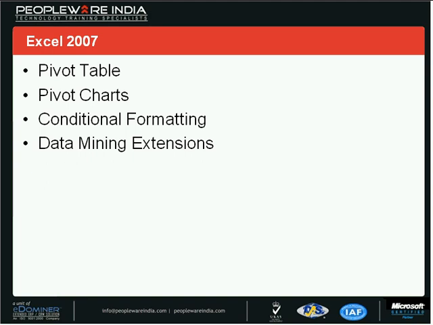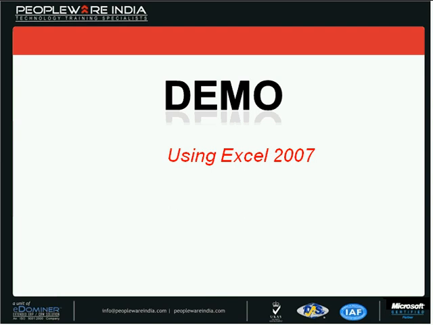There have been a couple of enhancements in Excel 2007. What are the different tools that Excel has? With Excel, you have pivot tables that can be used to browse data. You can have pivot charts. You can do conditional formatting of data. You have data mining extensions and data mining add-ins, with the help of which you can run data mining queries. Excel 2007 also has the capability to browse KPIs. This was not available in Excel 2003. But in 2007, you can also view key performance indicators that you create in cubes. So let me start with a demo of Excel.